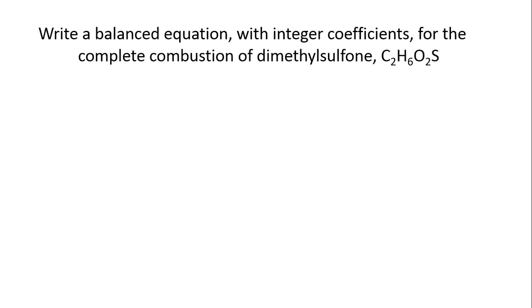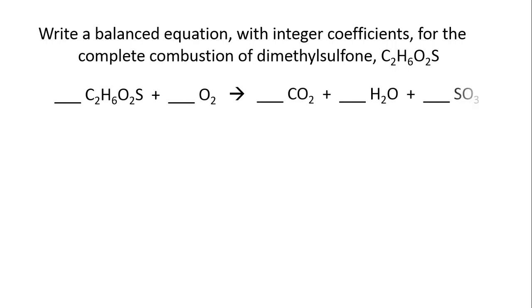Our example asks us to write a balanced equation with integer coefficients for the complete combustion of dimethylsulfone, C2H6O2S. Again, the presence of the oxygen atoms in dimethylsulfone means that we need to be careful when balancing oxygen. The reactants should be C2H6O2S and O2. We see carbon, hydrogen, and sulfur in the material, so we know for complete combustion that the products must be carbon dioxide, water, and sulfur trioxide.